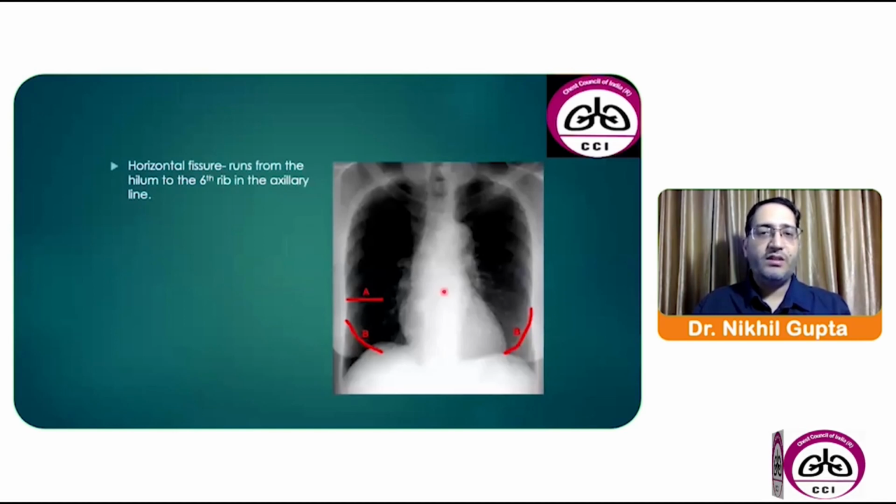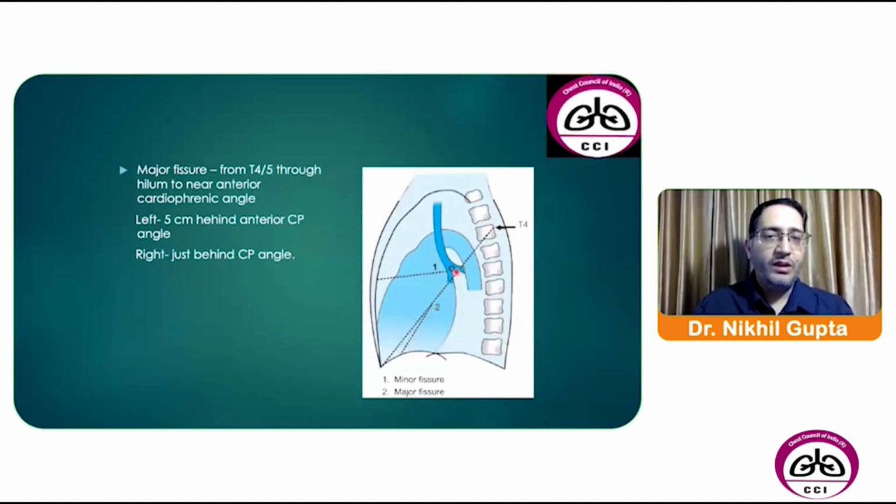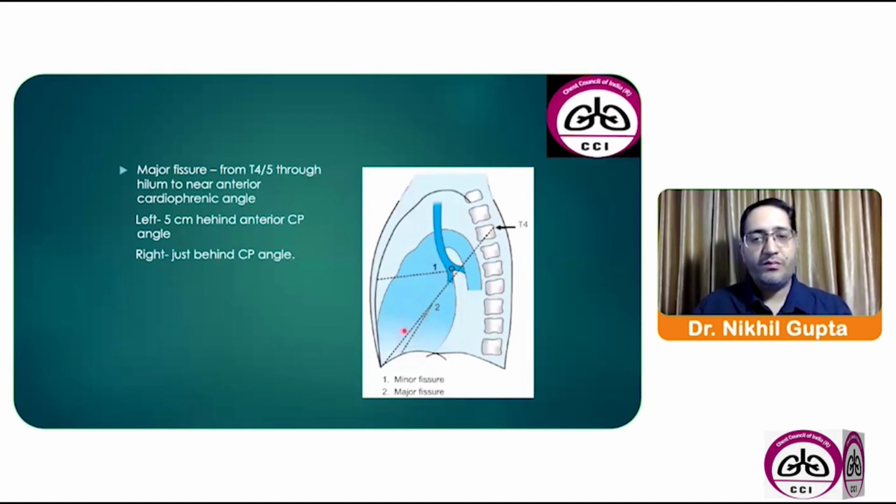The horizontal fissure runs from the hilum to the sixth rib in the axillary line. The major fissure runs from D4 to D5 through the hilum and to near the anterior cardiophrenic angle. The left is 5 centimeters behind the anterior CP angle, and the right is just behind the CP angle. Here. This is right, this is left.